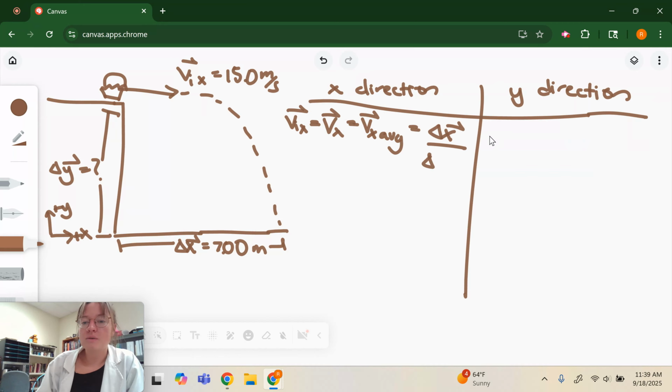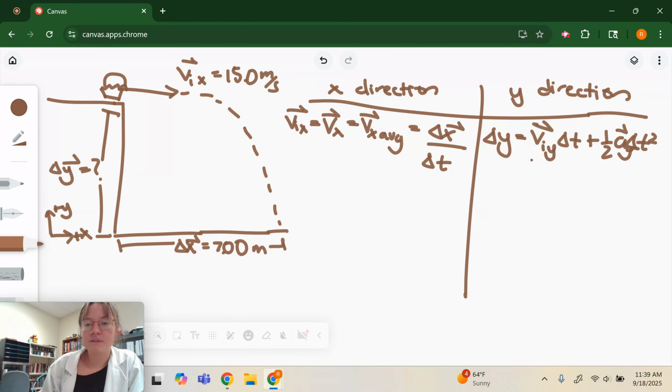In the y direction, I have free fall, so I can use the equation delta y is equal to v initial in the y direction times delta t plus 1/2 a delta t squared. And this is my a in the y direction. Now here's a secret for you students. Are you ready?